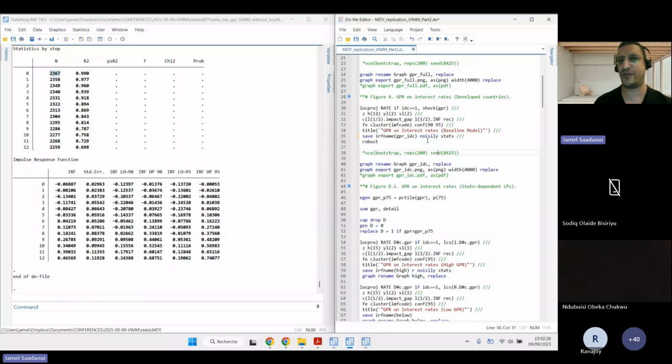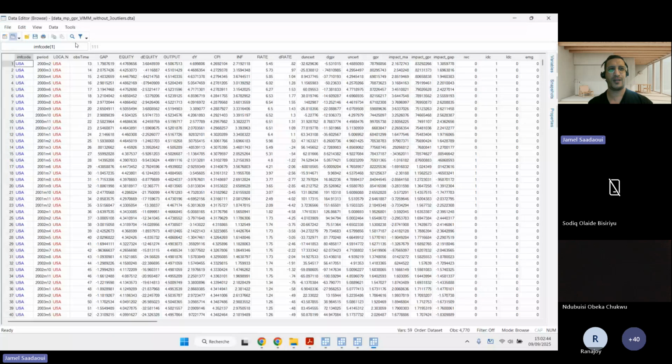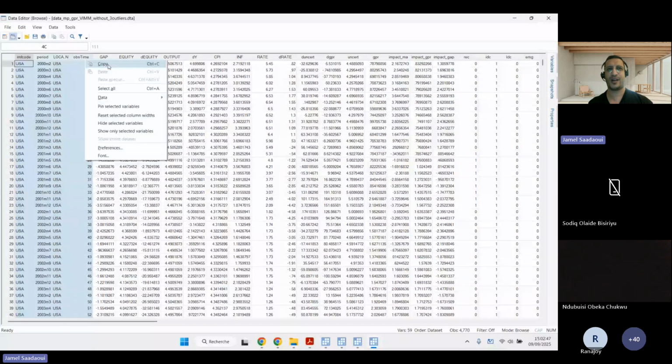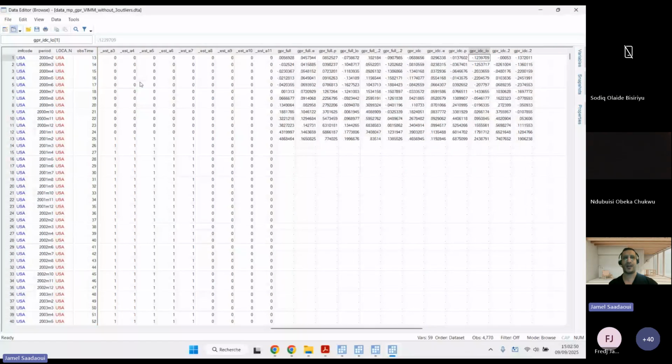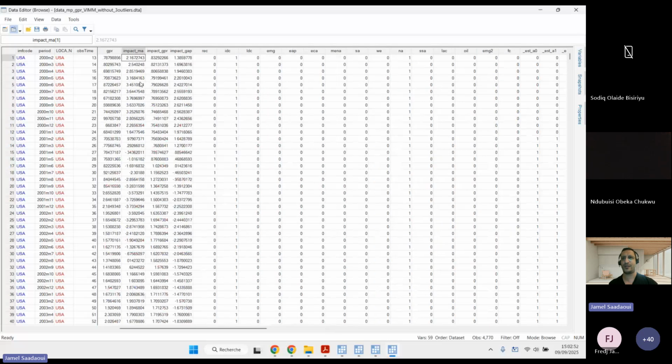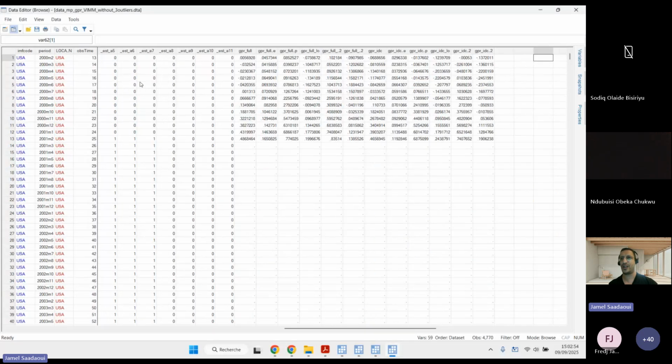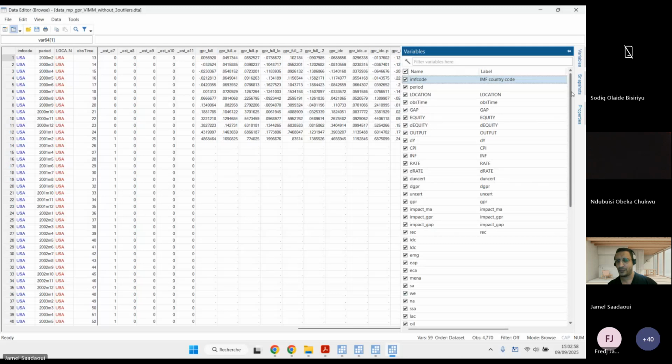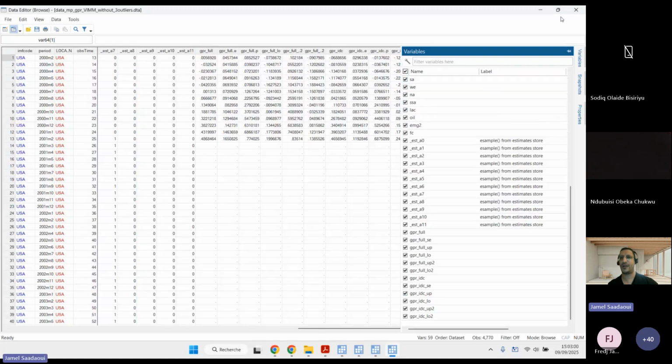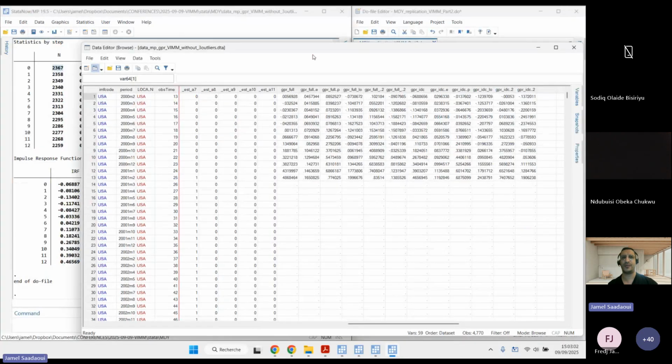Let me show you how to do that, because I think a lot of people came here for that. To make a state-dependent local projection using the LP approach, you first have to generate a dummy variable. Let me just pin the selected variable here. The dummy variable should have been created already, let me check. Not yet. Okay, so I will create it here.